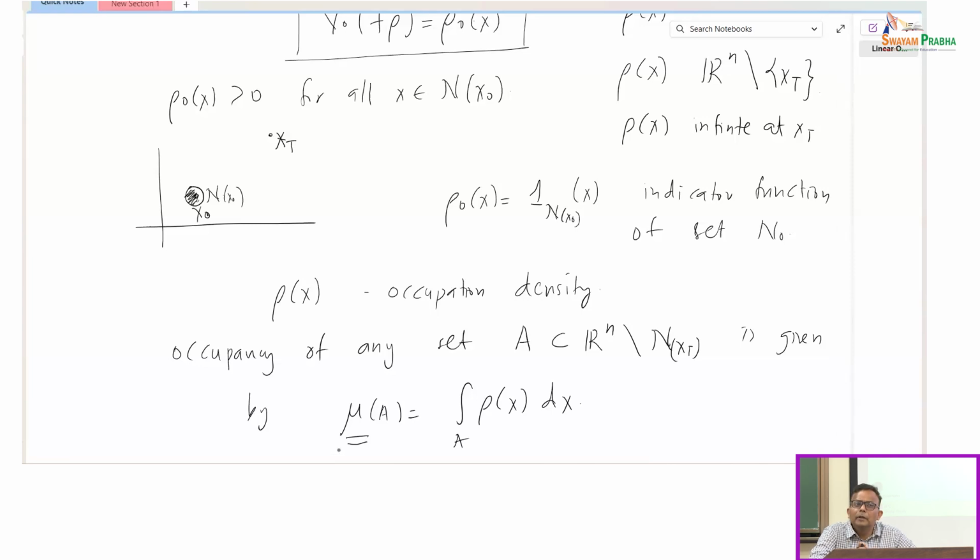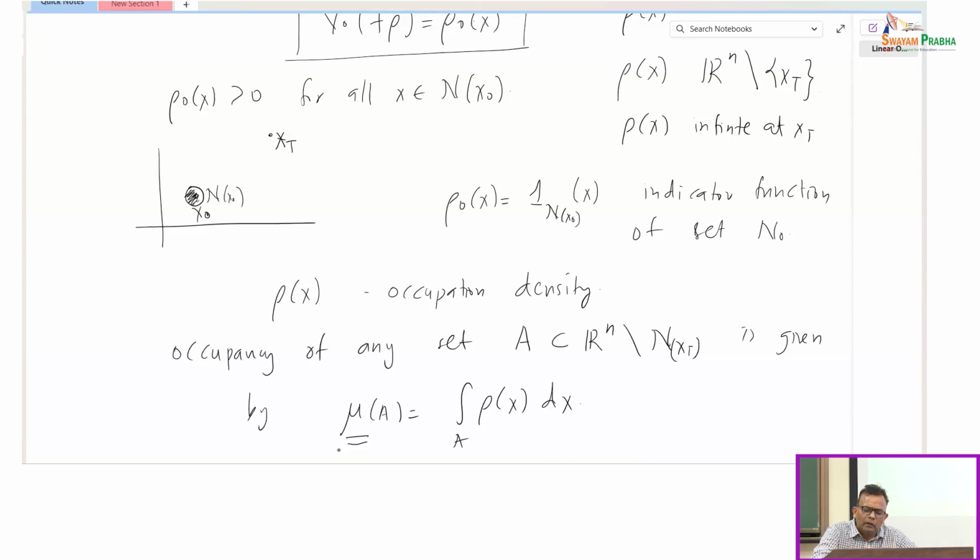That doesn't mean that there may not be one or two trajectories which actually pass through the set A, but those trajectories are one or two. That means they form a measure 0 set. So most trajectories, almost all with respect to Lebesgue measure, will not pass through the unsafe set. So that's the main starting point for the construction of the density function.